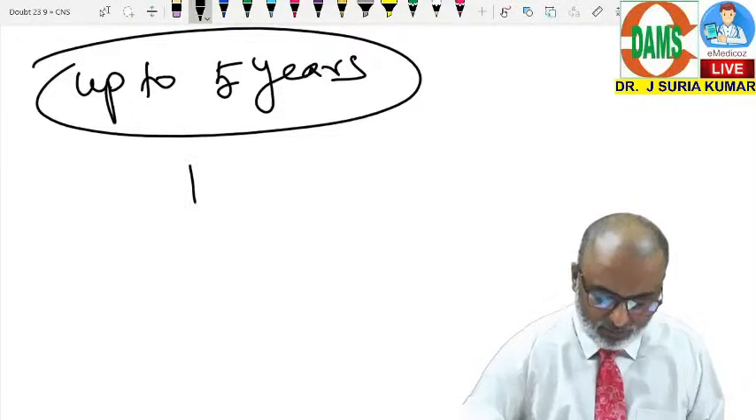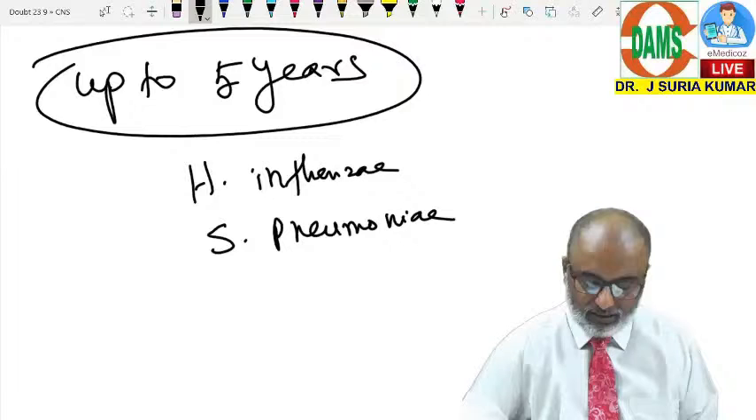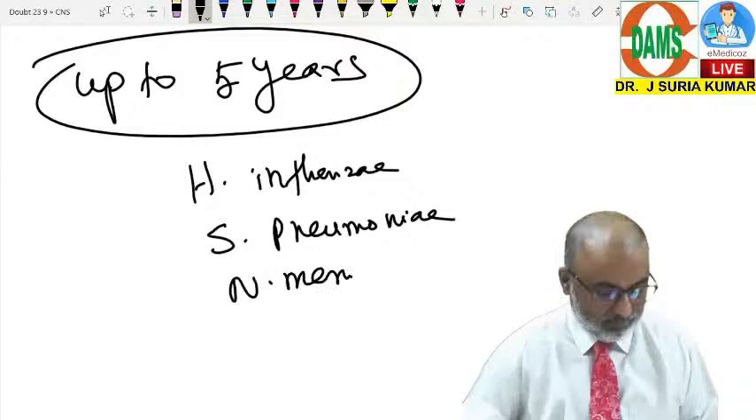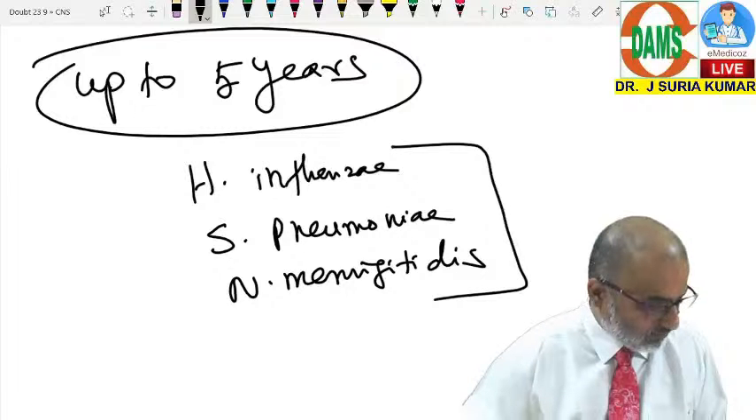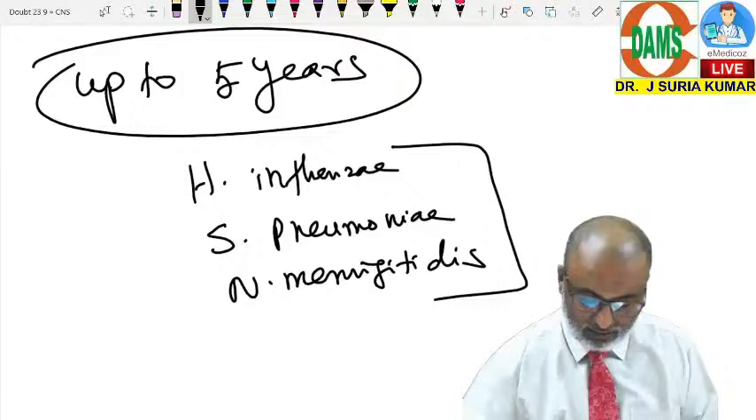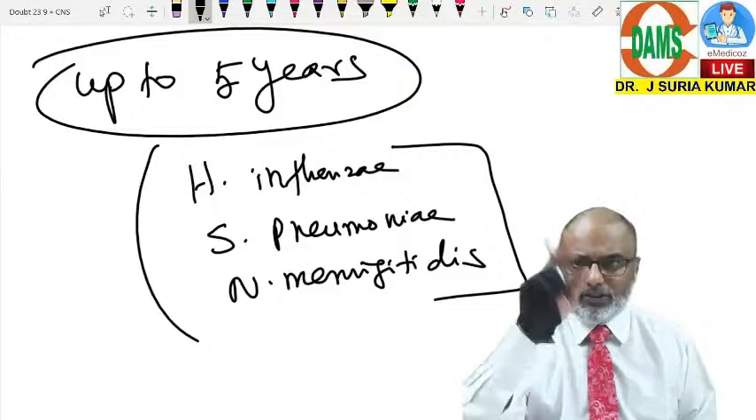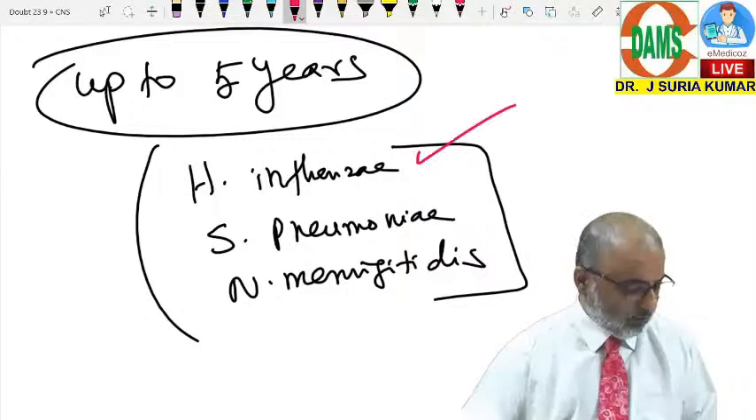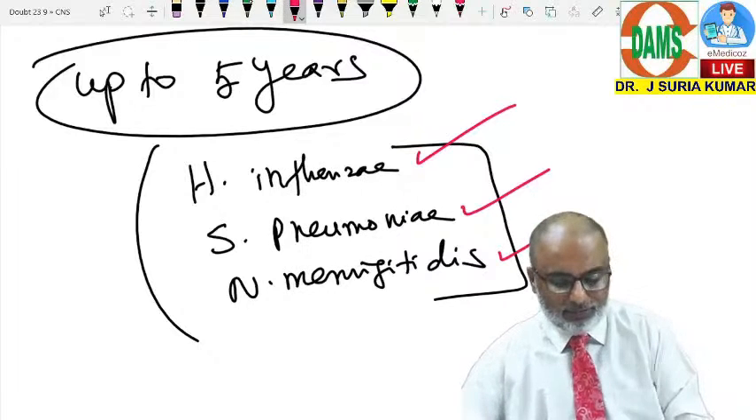Up to 5 years, the number 1 is Haemophilus influenzae. Next is Streptococcus pneumoniae. Next is Neisseria meningitidis. Please remember, only 3 organisms, but the priority changes. Here the priority is number 1, Haemophilus influenzae; number 2, Streptococcus pneumoniae; next is Neisseria meningitidis. This is up to 5 years.